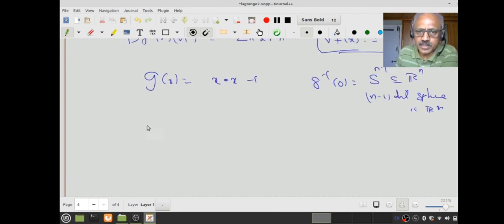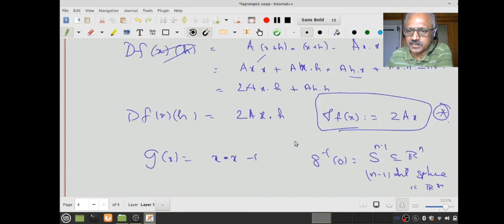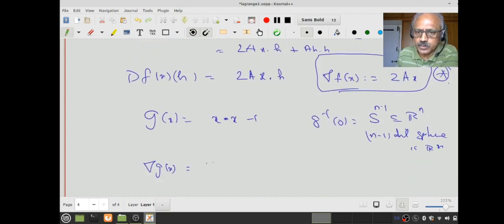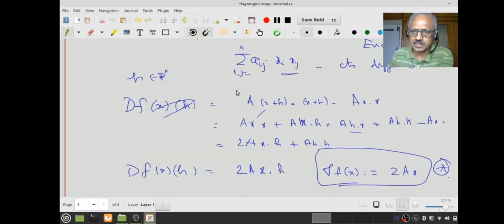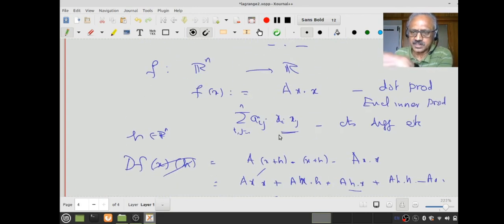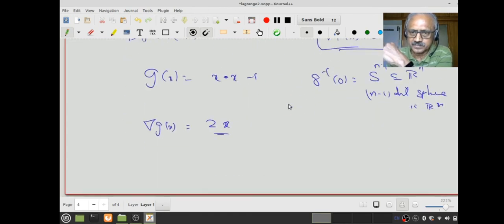And again, we had computed what is nabla g of x. Here notice that this is nothing other than Ax, with A equal to the identity matrix. Therefore, this is going to be 2x. I'm just appealing to the earlier case. And this is a constant 1, therefore its derivative will be 0. I only have to compute the derivative of x dot x. That is a special case of the earlier result where A is the symmetric identity matrix.